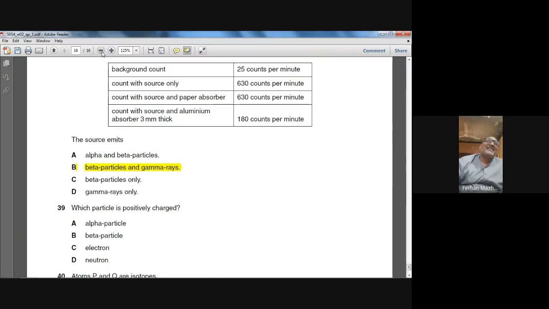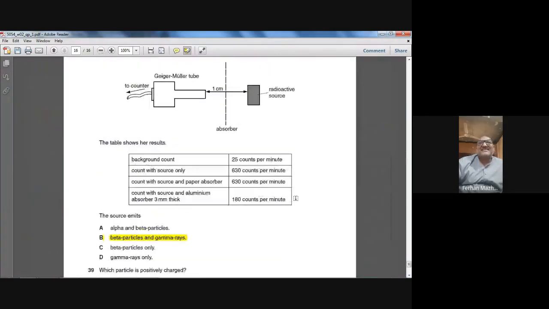Do you really understand how we came to know this answer? No, sir. Because when you put paper, if alpha particles are given out, they will be stopped by the paper. But you see, when you put a paper between them, the count rate has not changed. It is still 230. So it means there are no alpha particles coming out from this source.